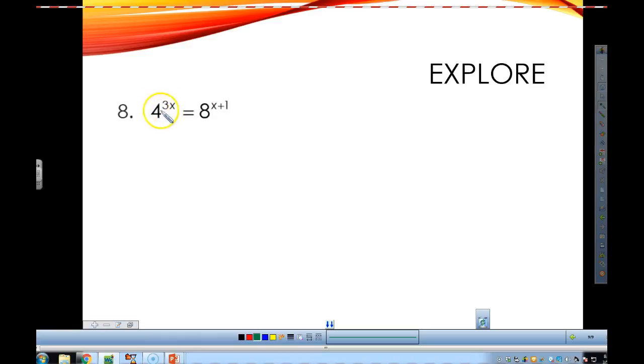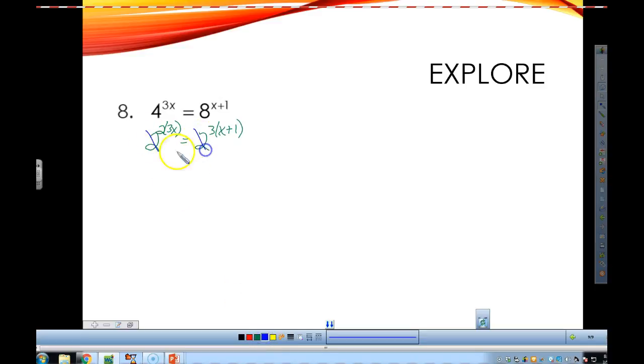But I look and I say, is there anything they have in common? Do they have a base in common? The answer is yes. Isn't 4 2 squared? And isn't 8 2 to the third power? Sure, 2 times 2 is 4. 2 times 2 times 2 is 8. There I have my common base. Write the exponents that were included. There's a 3x. There is an x plus 1. So great, now I've got a common base.